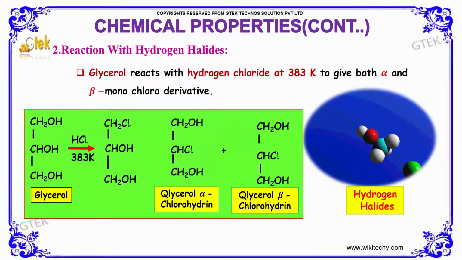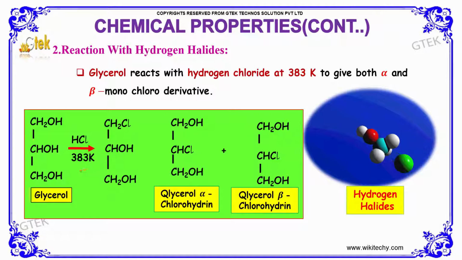Now let us study about the reaction with hydrogen halides. Glycerol reacts with hydrogen chloride at 383 Kelvin to give both alpha and beta monochloro derivatives.